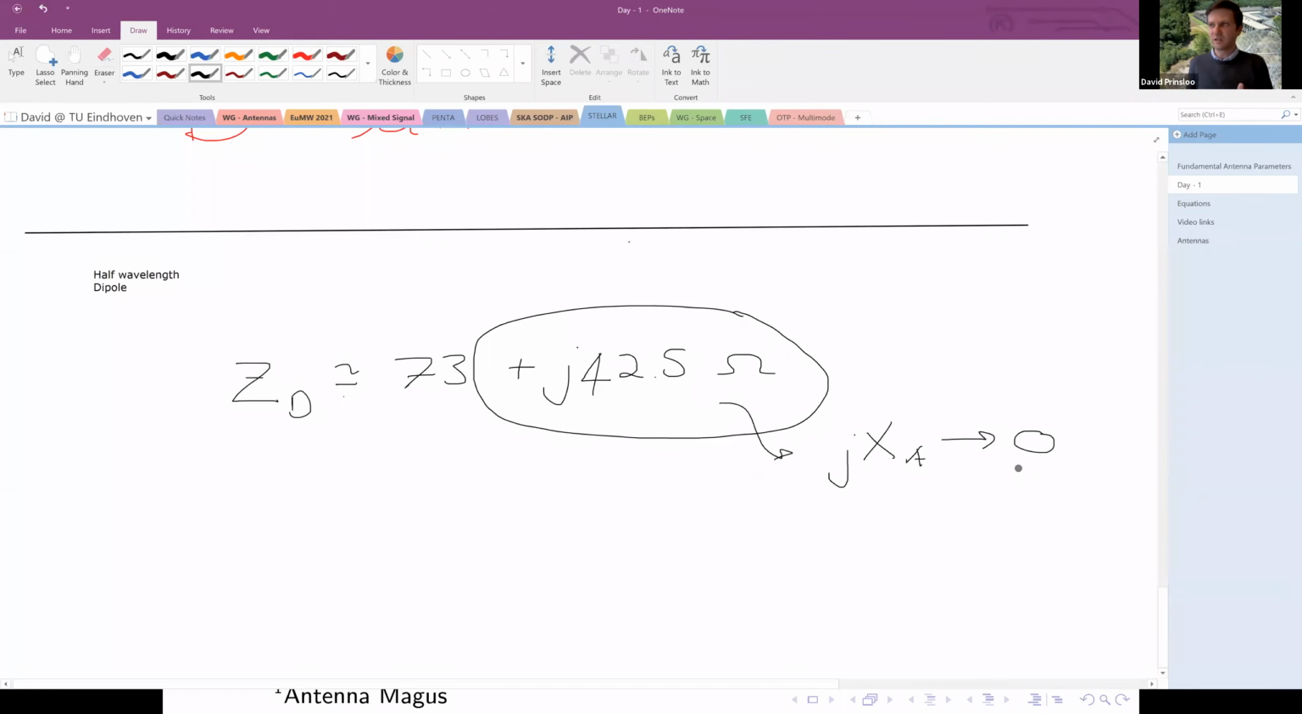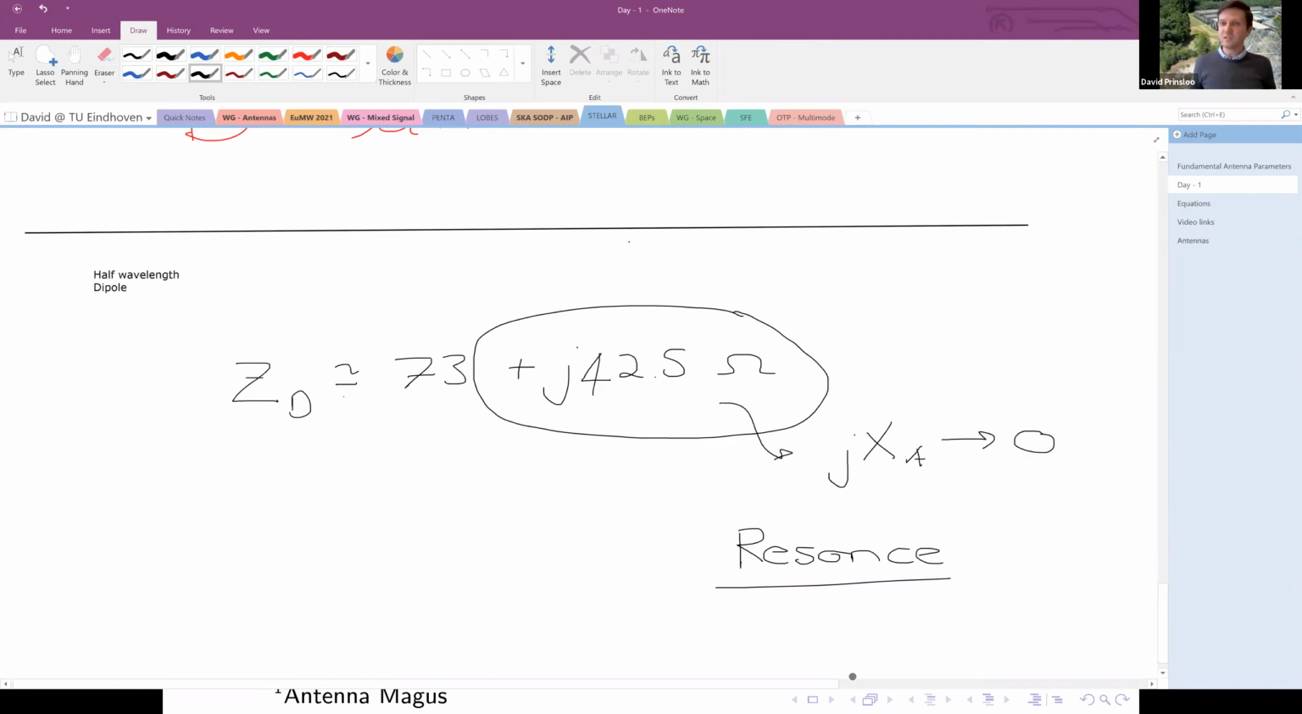It doesn't always have to be like that, but if you want to match it to a certain transmission line with a characteristic impedance, typically of 50 ohms or 70 ohms, then you want this imaginary part to approach 0. And when this happens, when jX approaches 0, we call that the resonant frequency or resonance. So when the imaginary part of the antenna impedance approaches 0, we say that that's the resonant frequency or the first resonant frequency of the antenna.